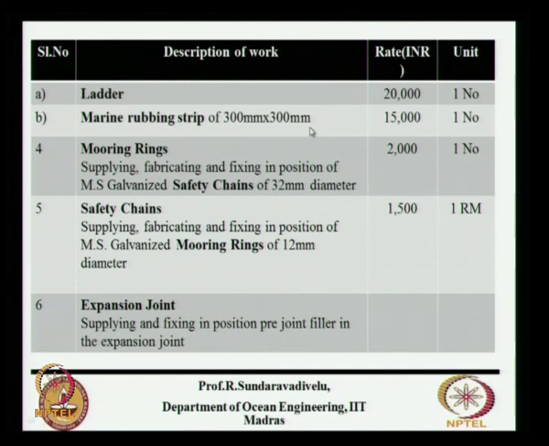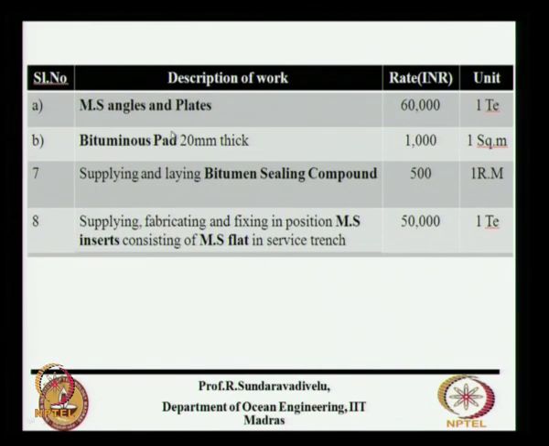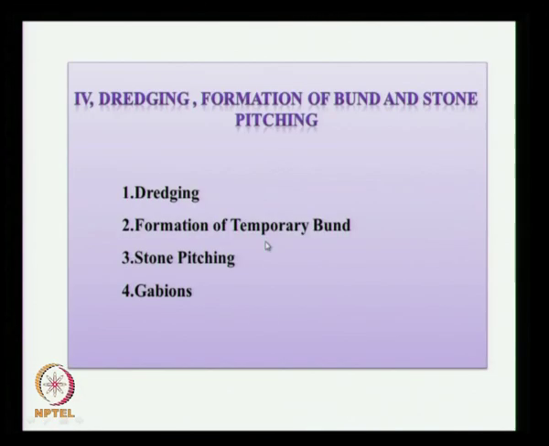Marine rubbing strip, 15,000. Mooring rings, safety chains, expansion joints where we fix the MS angles and plates, bituminous pad 20 mm thick, 1000 rupees per square meter, supplying and laying bitumen sealing compound 500 rupees per running meter. This MS inserts consisting of MS flat in service trench, that is about 50,000. This is to provide the services in the service trench.